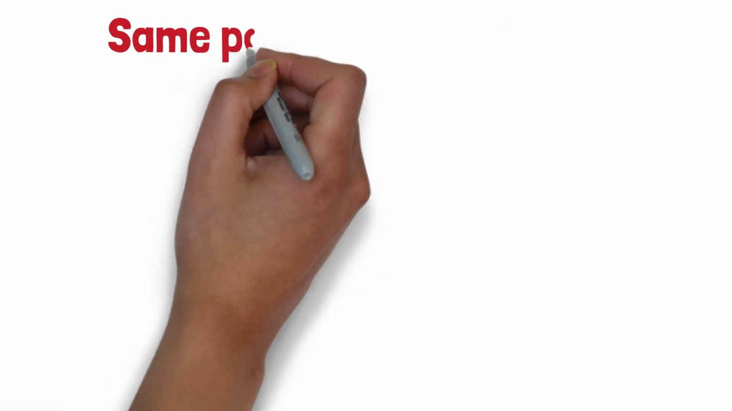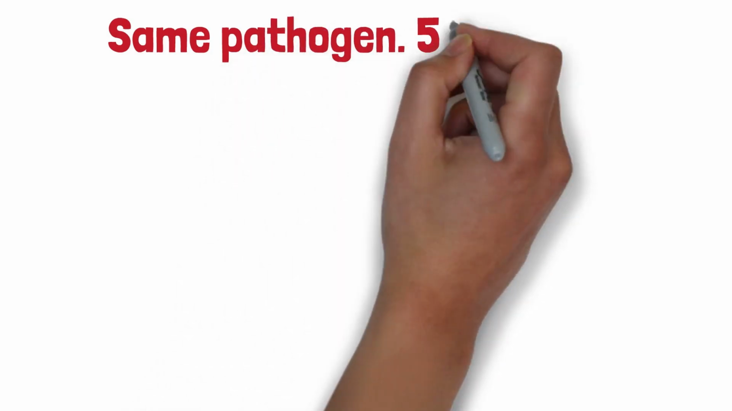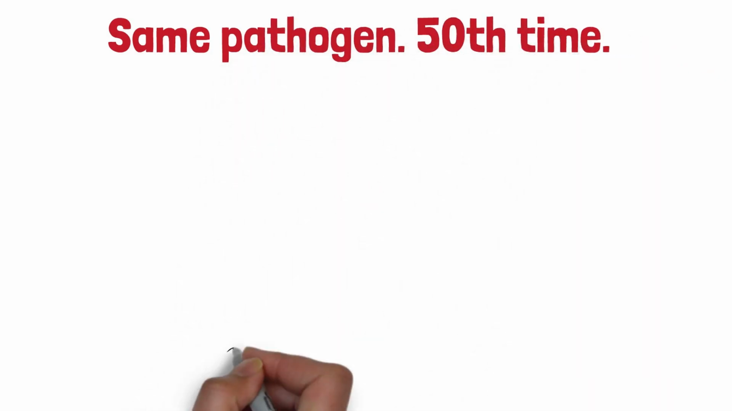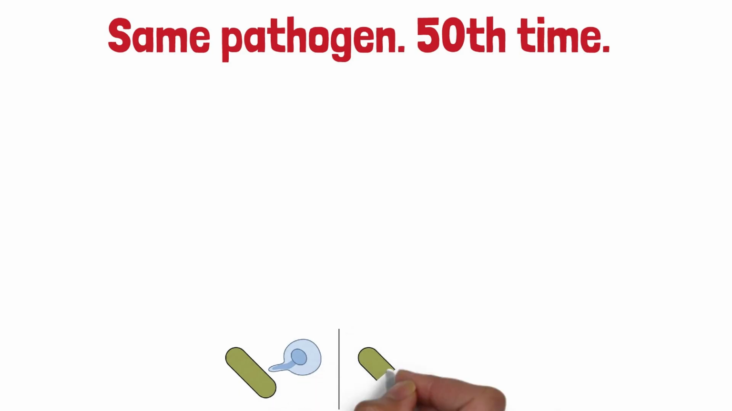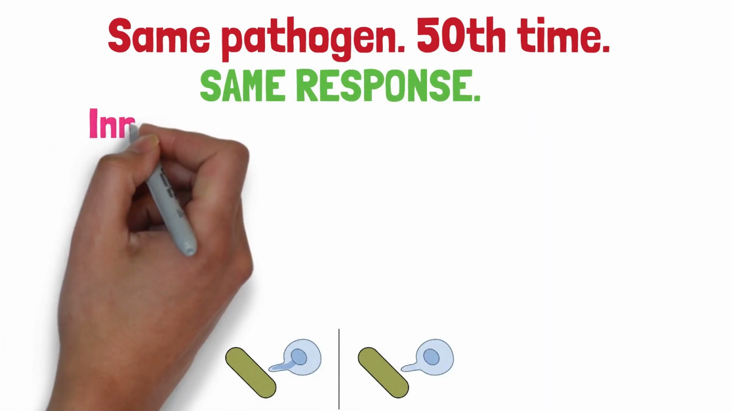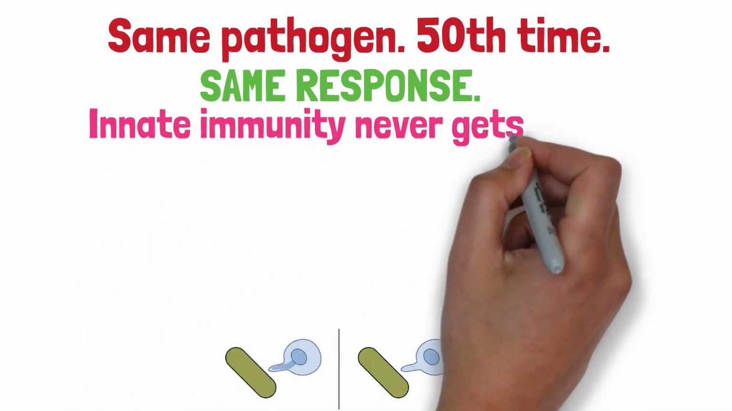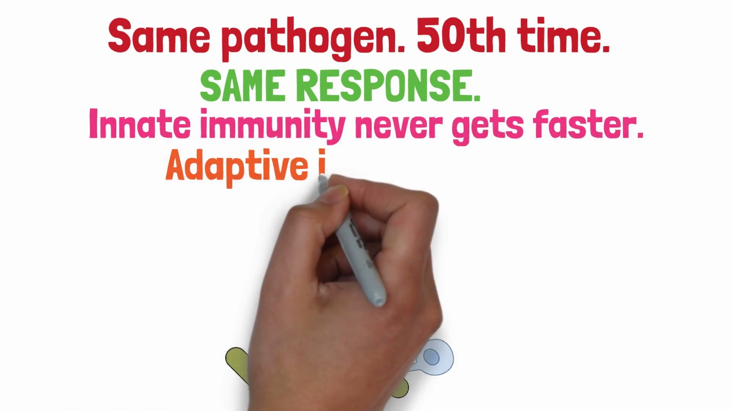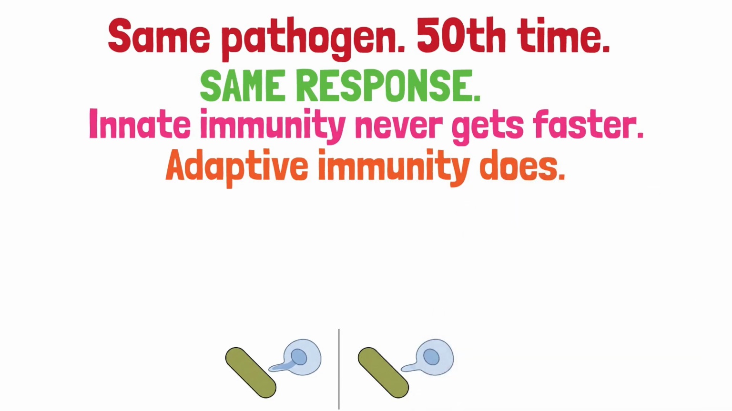Here's a fact that shows up on almost every exam. Your innate immune system reacts exactly the same way every single time it meets a pathogen, first exposure or 50th. It never gets faster. Adaptive immunity is what changes that.